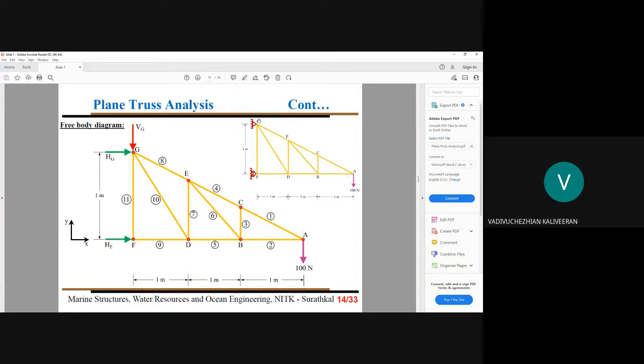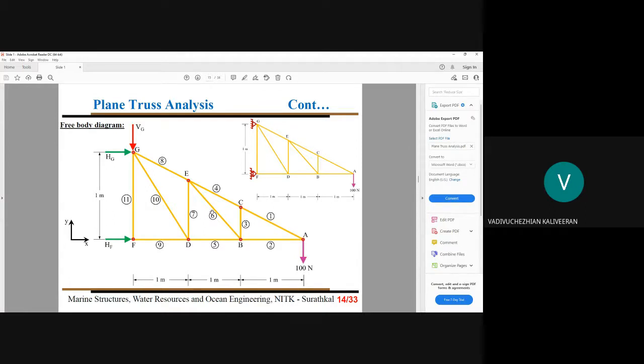Now we have to check our external supports. For the external supports, we have 1 pinned support and 1 roller support. Obviously, it also satisfies static determinacy. So from both the external and internal point of view, this whole truss is statically determinate. You have to remember this.